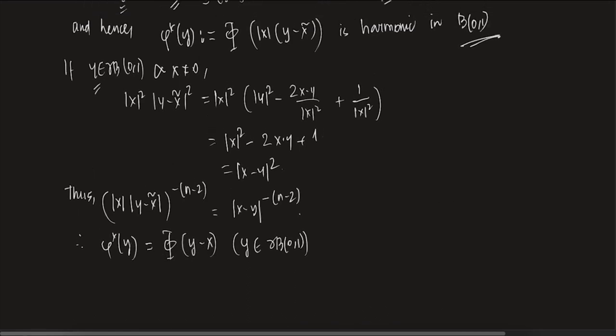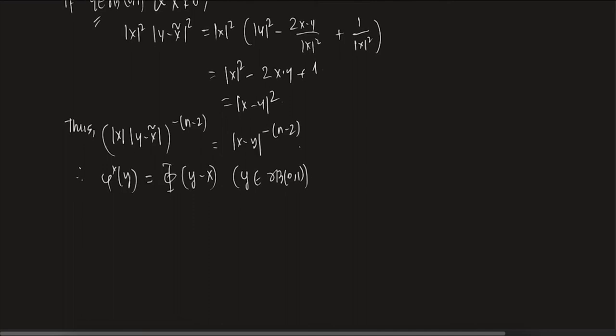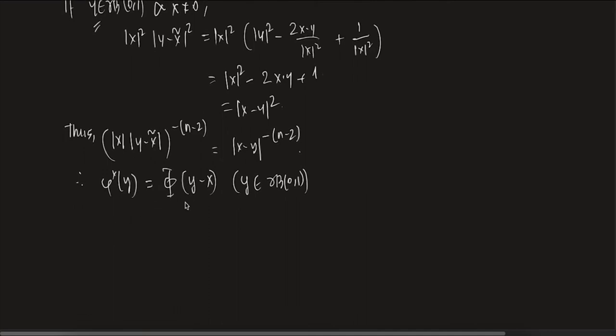So phi x of y is defined by the fundamental solution of mod x times y minus x tilde, which is essentially this. That is why I wrote phi x of y like this. Clear? Okay. So consequently, this is happening.